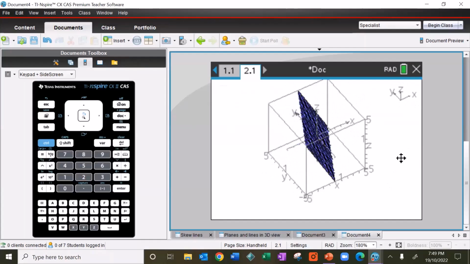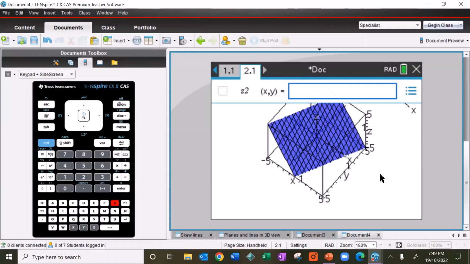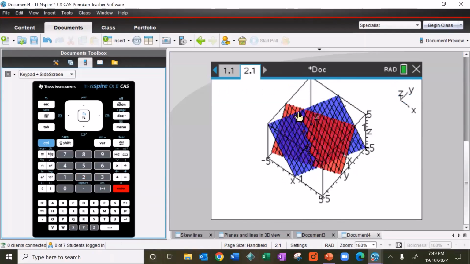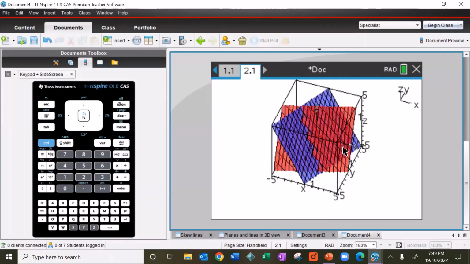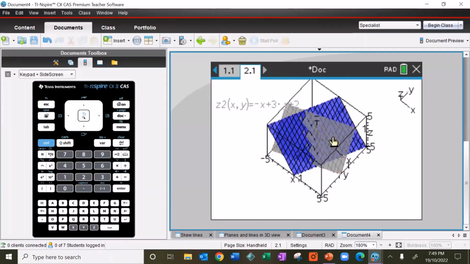I can rotate it and I can see how the plane looks. I could draw another plane here. Let's say I will do negative x plus 3y plus 2. And I can see another plane, and if I rotate, I can see how nicely those two planes intersect in a line. How could we find the equation of the line of intersection?